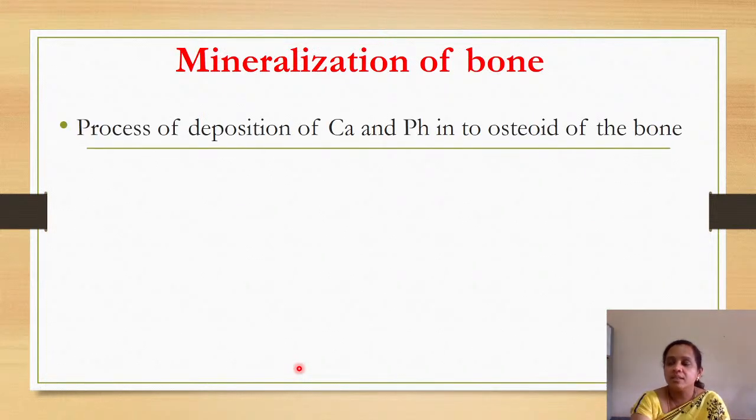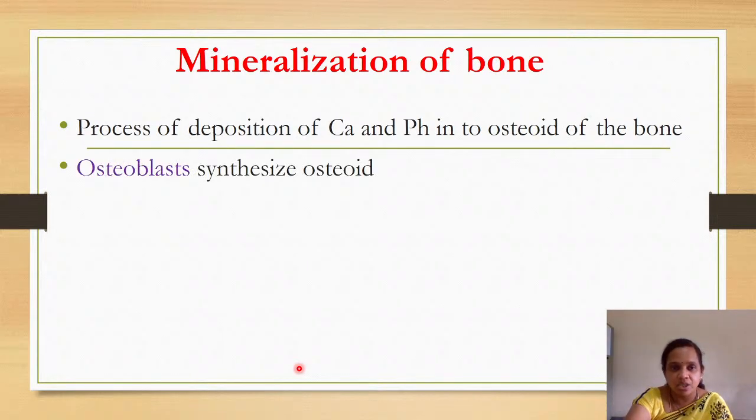Now, what do you mean by the term mineralization of the bone? Mineralization of the bone means the process of deposition of calcium and phosphate in the osteoid of the bone. The osteoid of the bone means the connective tissue and the matrix of the bone. So, the process in which the connective tissue of the bone gets associated with calcium and phosphorus, you call it mineralization. And from where do we get this osteoid or connective tissue? It is produced by osteoblasts.